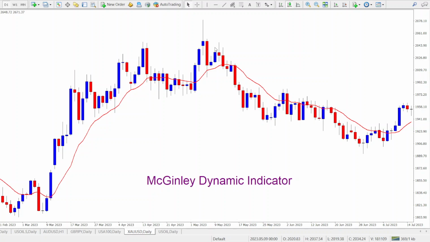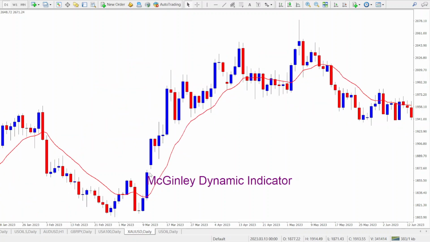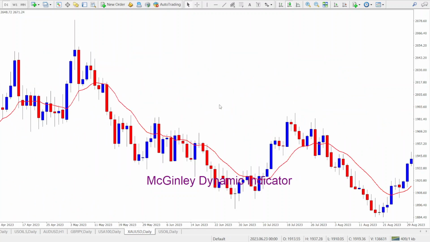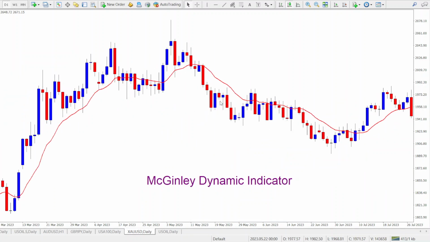How do you get signals? Basically, when the price crosses below the indicator, it is a sell signal. When the price crosses above the indicator, it is a buy signal. Whether you are a scalper, a day trader or a swing trader, you can effectively use this indicator, and it works on all time frames. Depending on your strategy, you can decide to trade in the direction of the trend, trade a consolidation market, or do counter trend trading.